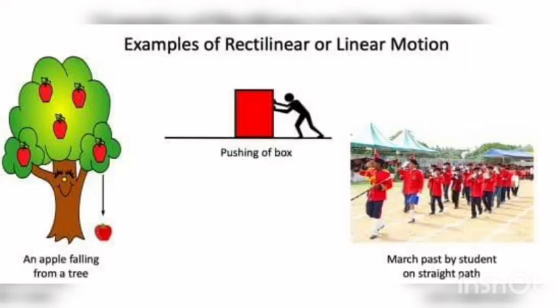Examples of rectilinear motion. See here, an apple falling from a tree, pushing a box on the floor, march past by students on a straight path. In all these three examples, the motion or the movement we observe is in a straight line. They are moving in a completely straight line. Okay, children. Please do write these definitions in your science notebook so that you can understand them more clearly and you will be able to read them once again.